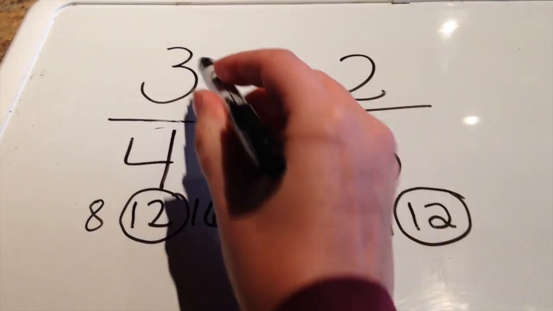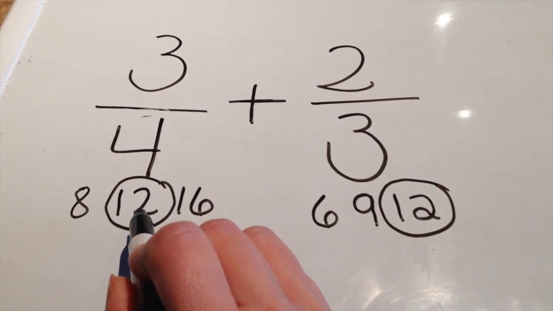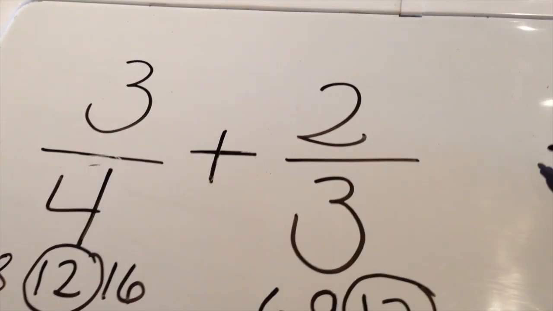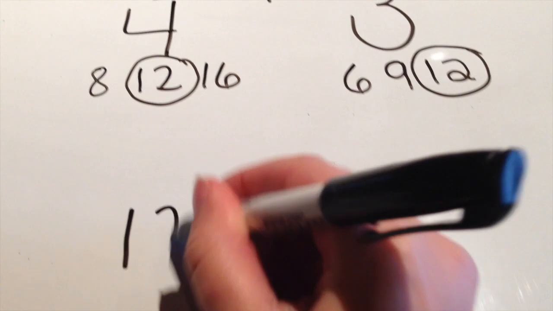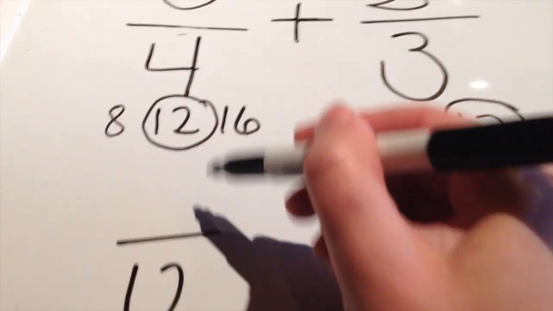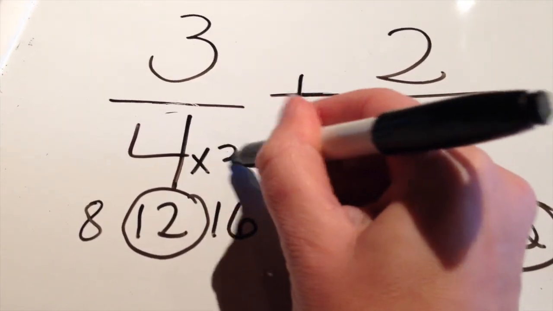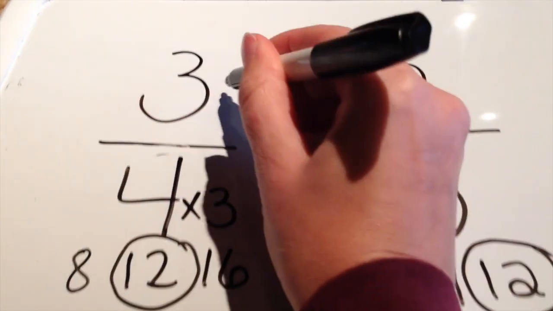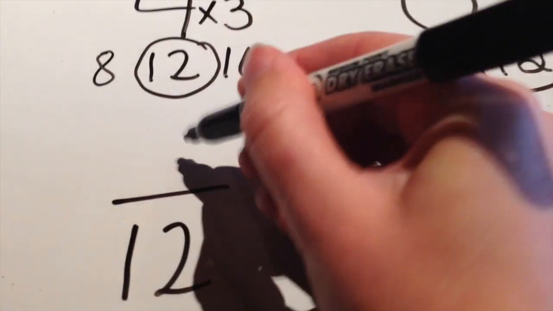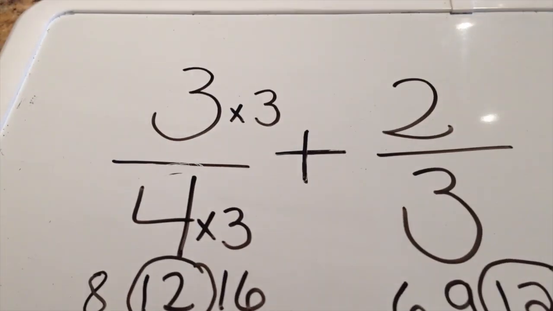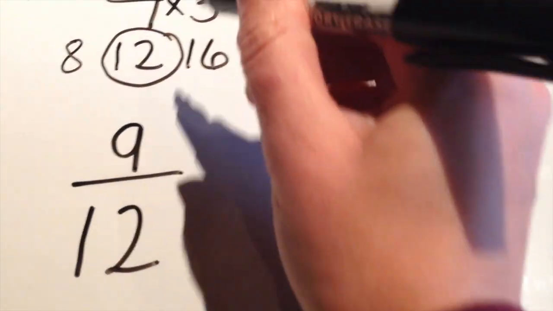Now, I need to change 3/4 to an equivalent fraction that will have 12 on the bottom. So I'm going to write 12 on the bottom. So how did that 4 change to a 12? Well, we multiplied the 4 by 3 to get 12. And whatever we do on the bottom, we also have to do on the top to make an equivalent fraction. So 3 times 3 is 9. So 3/4 is changed to 9/12, and that's an equivalent fraction to 3/4.